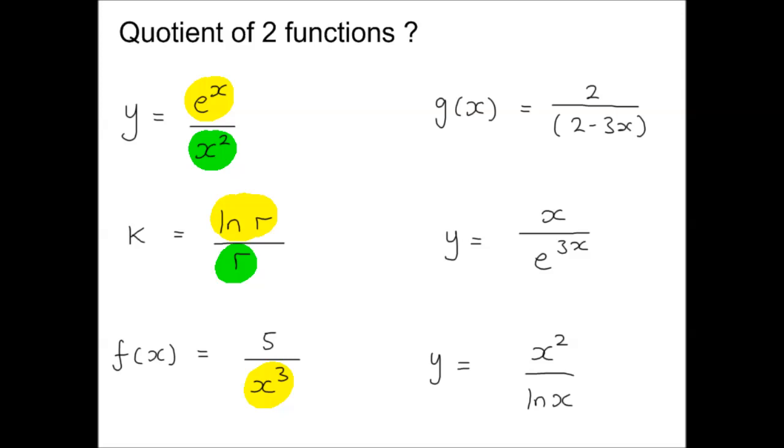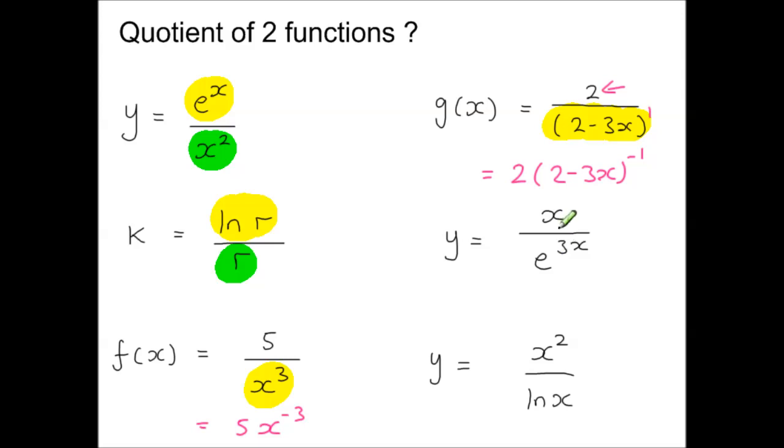You could write this as 5 x to the power of minus 3 and then differentiate this. This is not a division of two functions, and for the same reason the next one is also not the division of two functions. You have a single function there. Again, you can write g of x there as equal to 2, that 2 there, times 2 minus 3x. This was to the power of 1, so this will be to the power of minus 1.